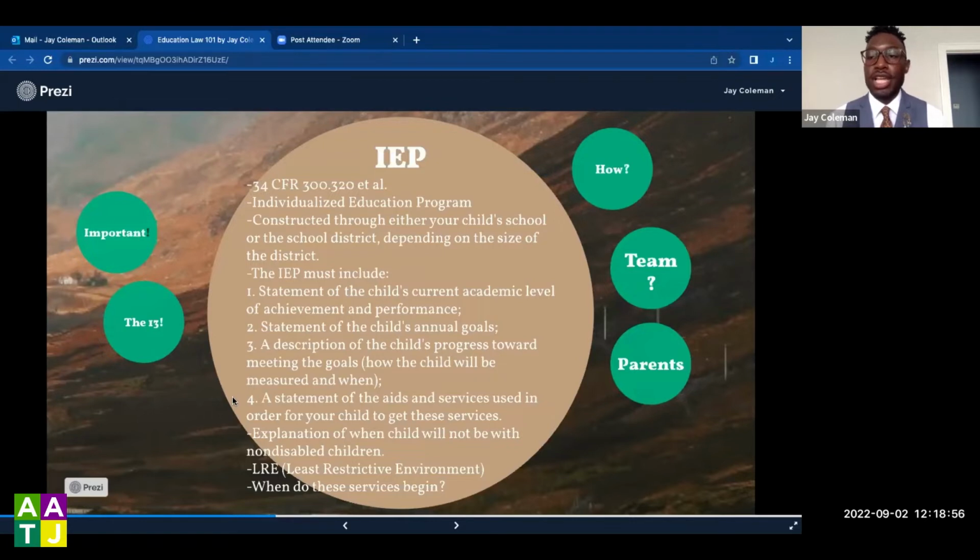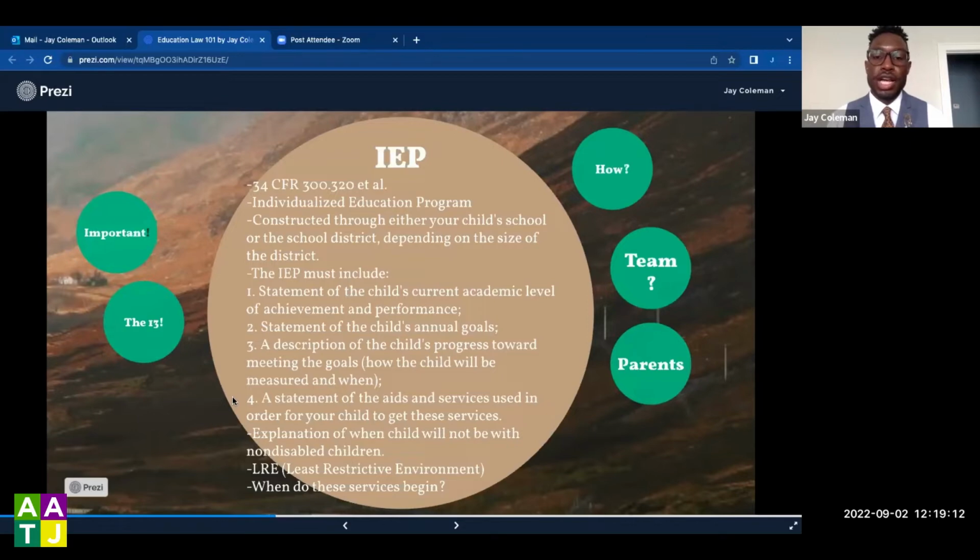A statement of the child's annual goals. So that's where the parents will come in as well as the teachers. What do we want this child to do? Where do we want this child to be in May? And so that will be put into the plan.